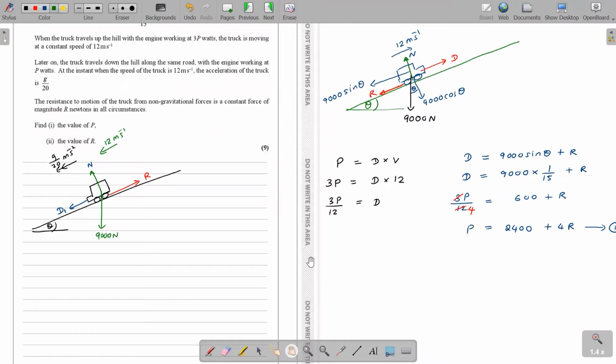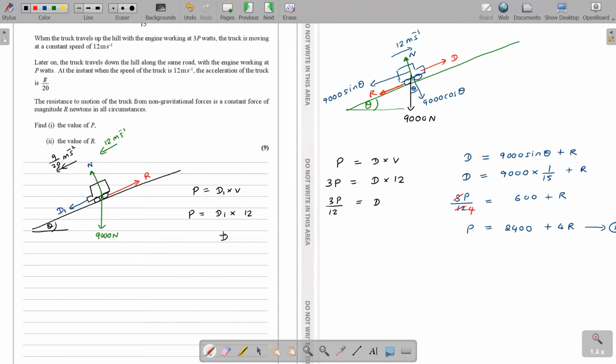Okay, let's do the same thing here again. Again, we'll use power equals driving force times velocity, so here D1 times velocity. Power is P, right? The power is P watts now. So put P watts, driving force is D1, and velocity is 12.